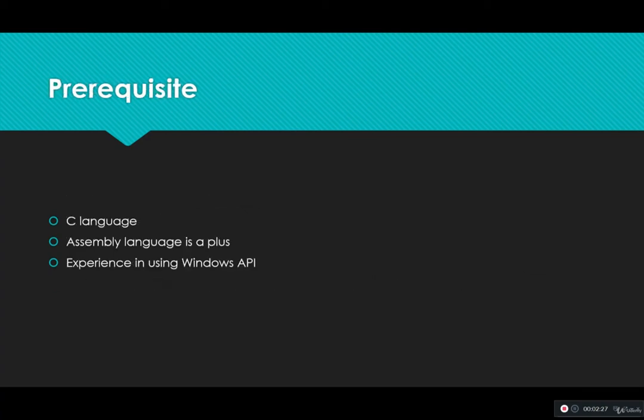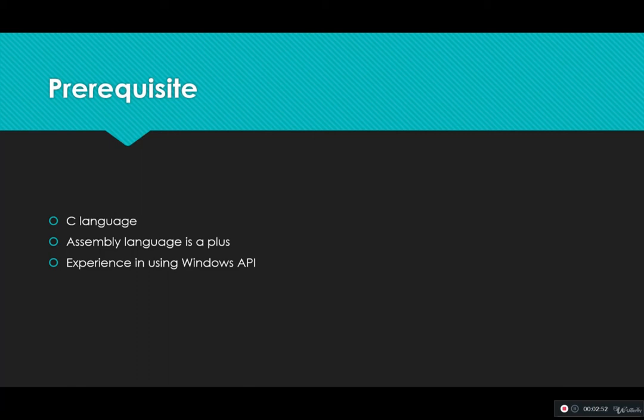I'm going to talk about the prerequisites. There are not many prerequisites for the audience. You only have to know how to write in the C language. If you know the assembly language, that's a plus, and you should have experience using simple, usable Windows APIs. Then that's all.